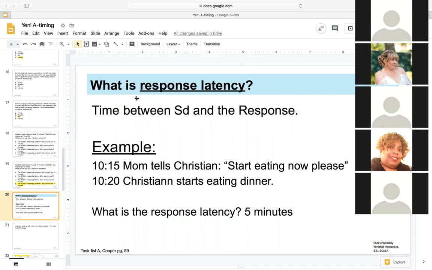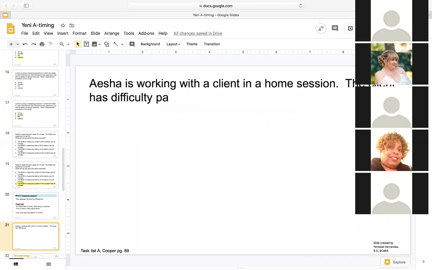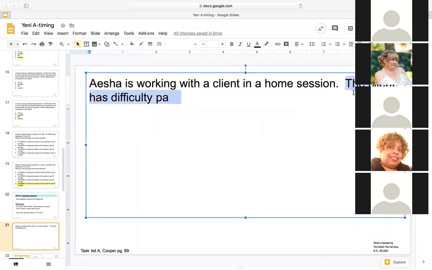Gotcha. So we can say working with a kid at a table in the home session. The SD is clap your hands. The SD is presented at 10 a.m. Clap your hands. Good, I like the way you're going. Clap your hands.